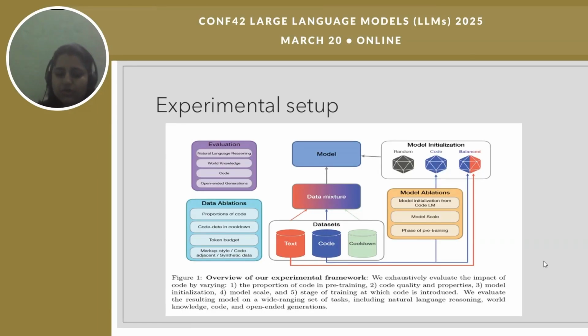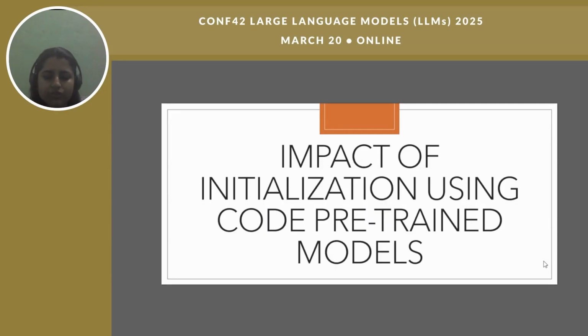The overview of this experimental framework is that we evaluate the impact of code by examining code proportions, the stage at which the code has been introduced, code quality and properties, and the model scale. In this experiment setup, pre-training is considered in two phases. One is continued pre-training and the second is the cool down phase. Here, continued pre-training refers to a model which is initialized from a pre-trained model and trained for a specific token budget. The first is the impact of initializing using code pre-trained models.